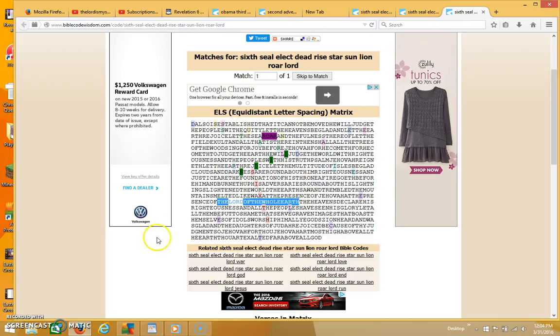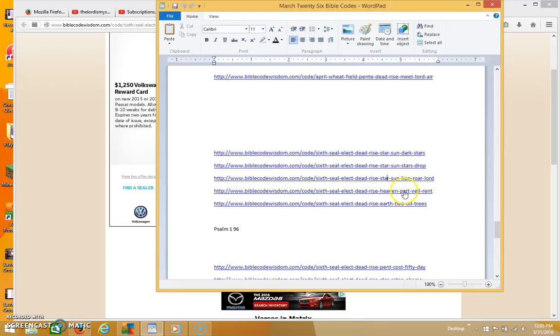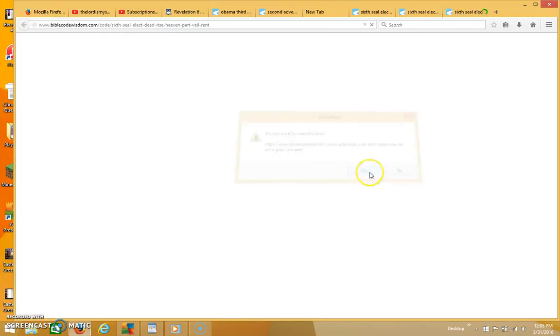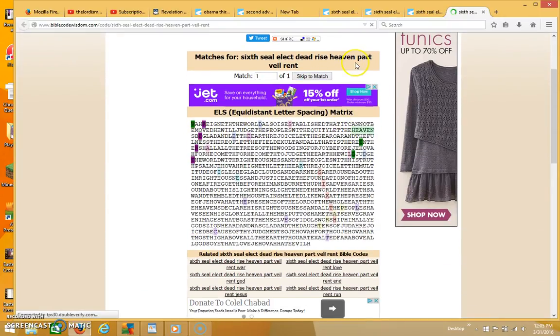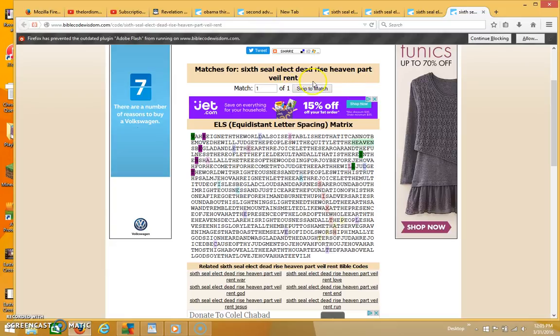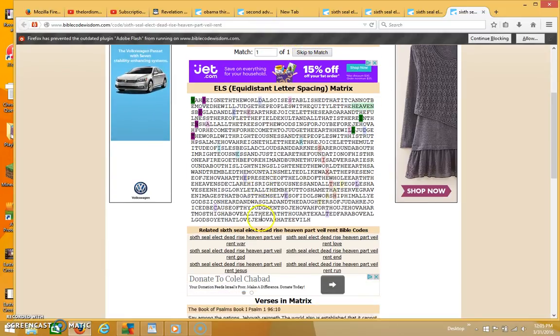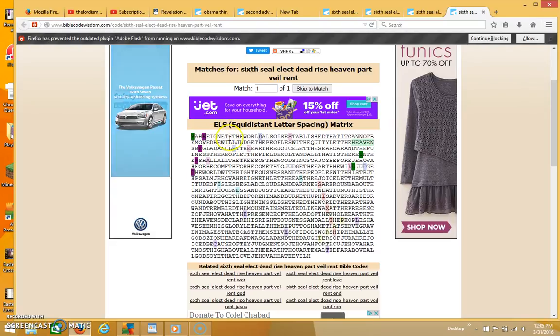So all of those came up in this table about the sixth seal, where it also says elect, dead rise, and has a star, and the sun, and darkness. So all of those terms come up that are regarding the sixth seal. So I'm going to go on to the next one. And in this one, I had put in the words heaven part and veil rent, because that's what's going to happen at the sixth seal, and those terms came up.